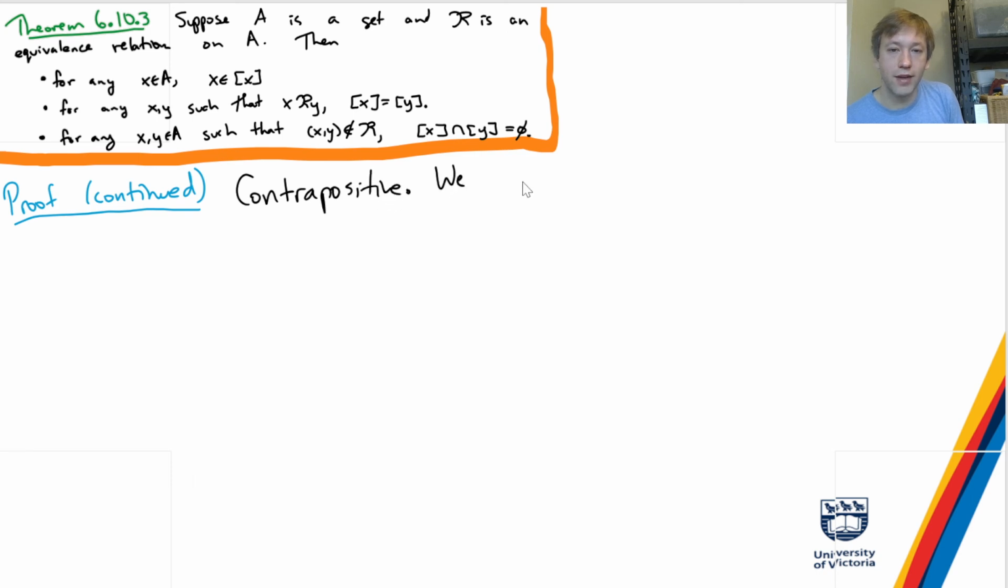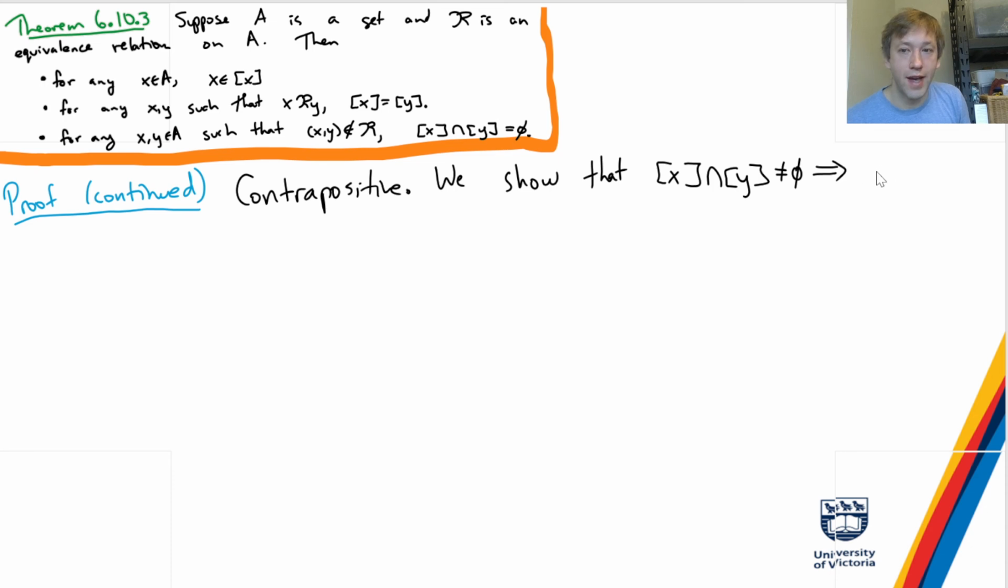So we show that if the equivalence class of x and the equivalence class of y have non-empty intersection, then that will logically imply that x is related to y. Okay, so in other words, I'm negating this statement and showing that it implies the negation of this statement, which is exactly how the contrapositive works, right? If we want to prove something implies something else, you can negate the conclusion and prove the negation of the premise.